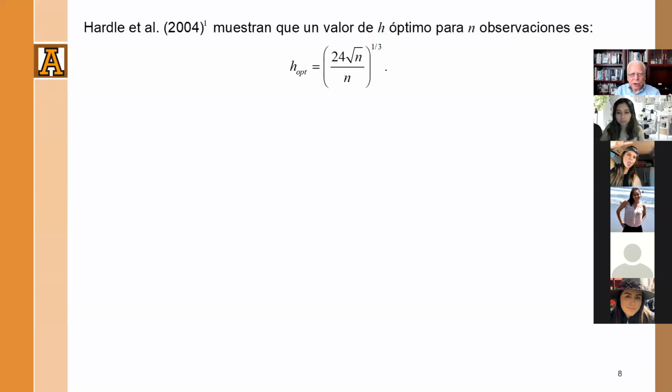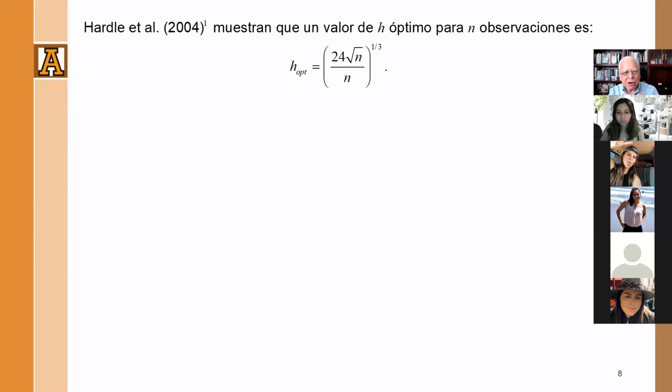I have a question. How do I know how many intervals to use? Right here. Härdle and other authors in 2004 showed that an optimal value of h for n observations is given by this: 2.4 times the square root of pi times the standard deviation, divided by n to the 1/3. It's a result that usually works well for h.